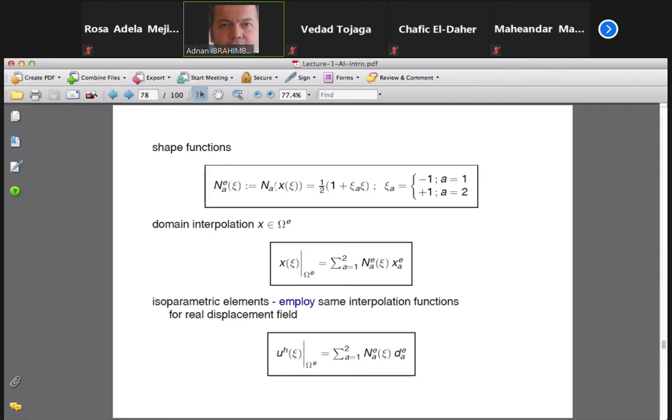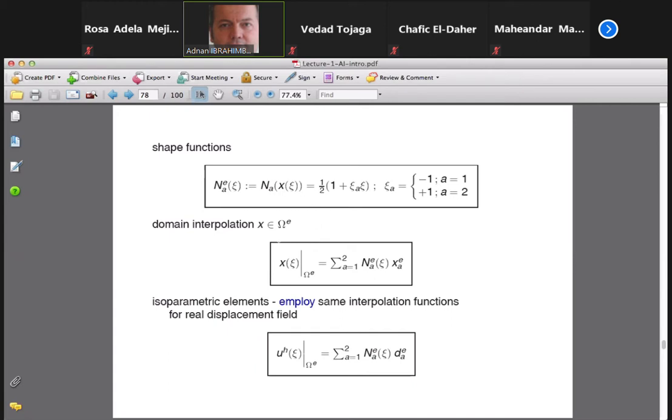We have previously defined N_A of x, and now we use x as a function of xi. It turns out that we can this way express N_A of this element in the space of xi. And it can be very easily verified that this is simply (1 + xi)/2 for the node A equal to 2, or (1 - xi)/2 for the node A equal to 1.